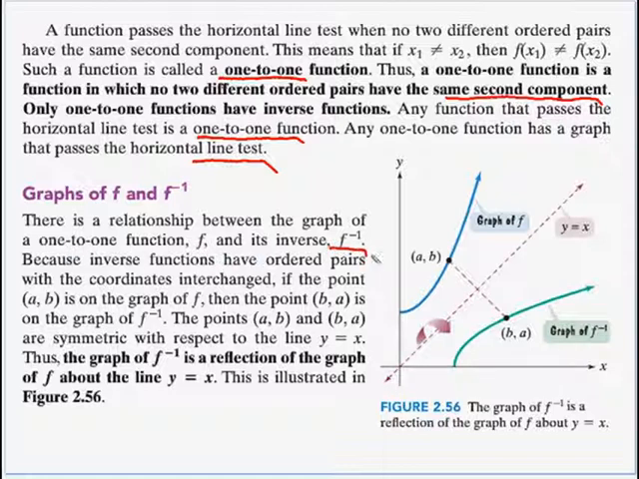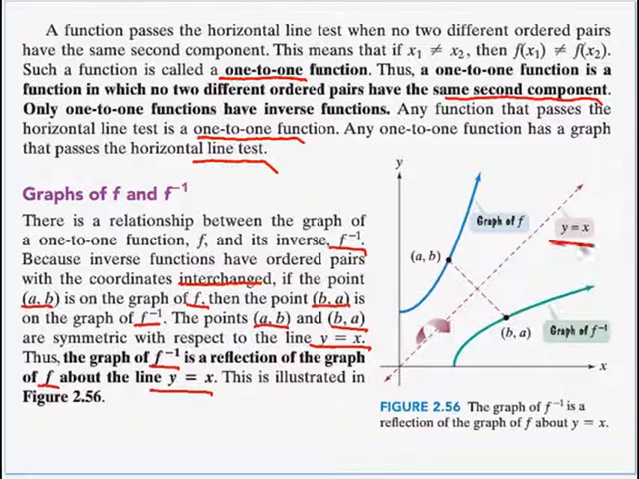Because inverse functions have ordered pairs with the coordinates interchanged, if the point (a, b) is on the graph of the function f, then the point (b, a) is on the graph of f inverse. The points (a, b) and (b, a) are symmetric with respect to the line y equals x. Thus, the graph of f inverse is a reflection of the graph of f across the line y equals x. And that's illustrated in this picture here.